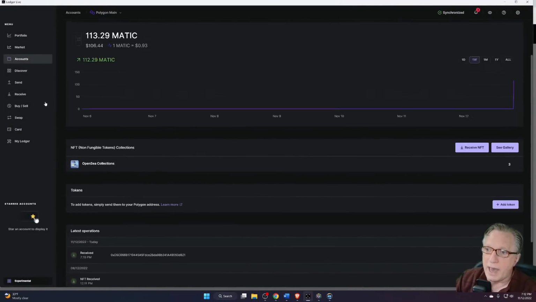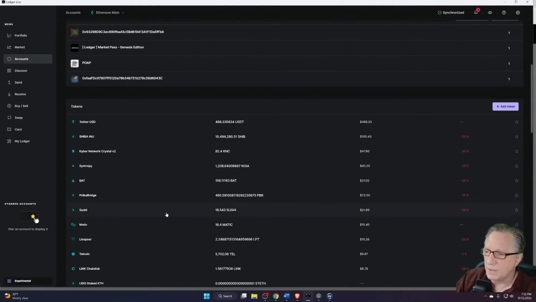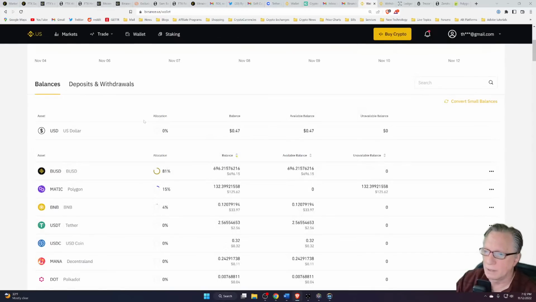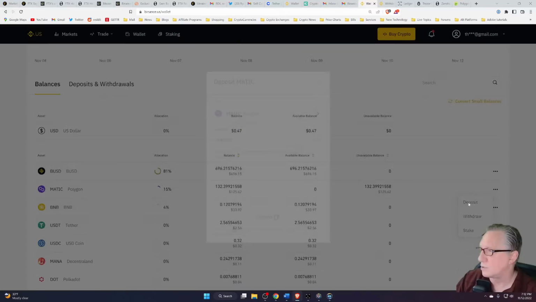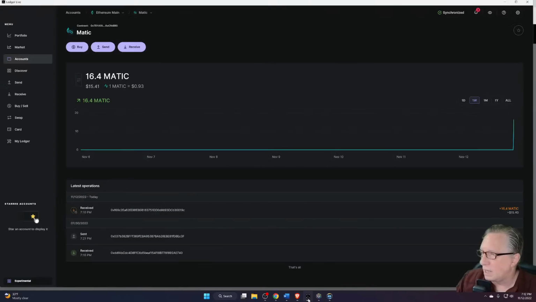Now, suppose you have MATIC already in your wallet and you would like to change it back into native MATIC. How do you do that? All right. Let's take the MATIC that came in here. Let's send it back to Binance US so that we can swap it for regular MATIC, right? It's going to get a little bogged down here, but let's do it. Let's do deposit here. I'm depositing ERC20 MATIC, right, from my own wallet. So let's send it.